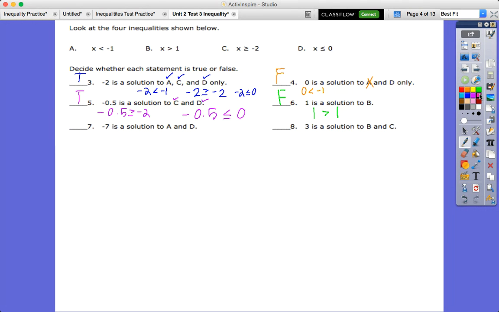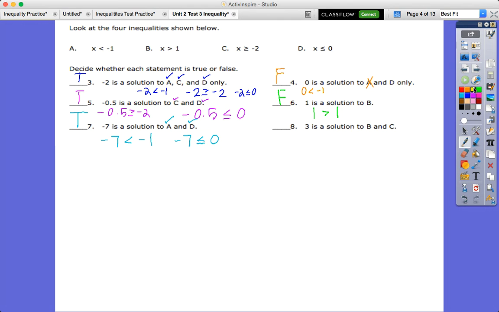All right, let's look at number 7. Negative 7 is a solution to A and D, so let's test it for A. Negative 7 is less than negative 1. That is true, and let's test it in D. Negative 7 is less than or equal to 0. That is true also, so number 7 is true.